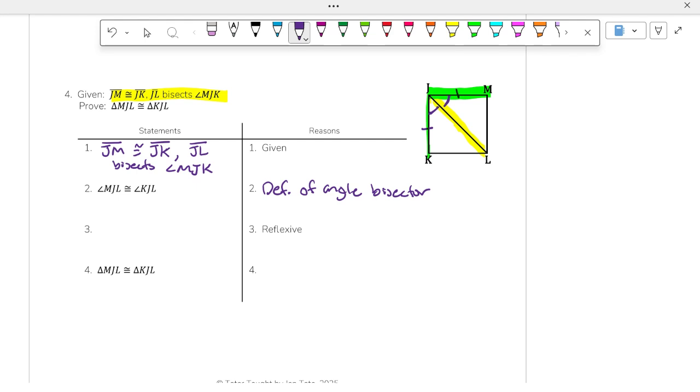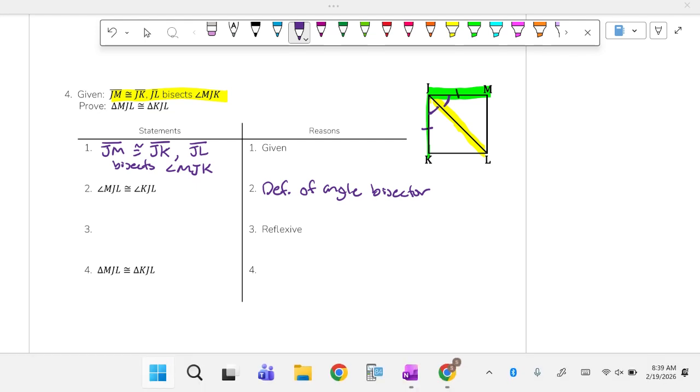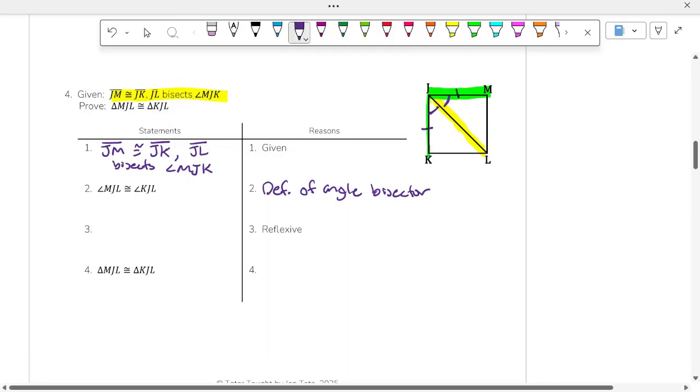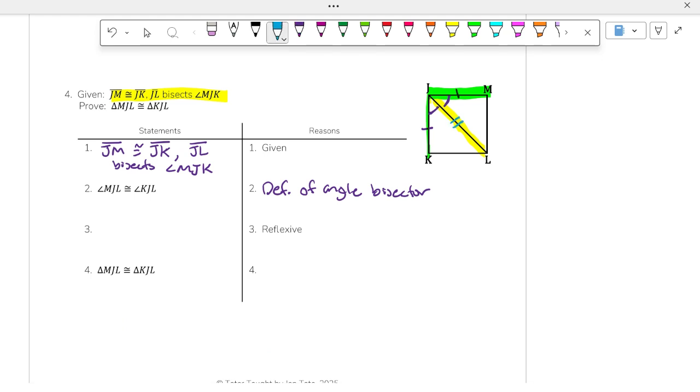Now, the next reason that they give us is reflexive. So, we know reflexive property means it's either going to be the same side or the same angle congruent to itself. So, what is the only piece of this puzzle that is true? Riley M. Right. JL is the only side that's congruent to itself. So we would say that JL is congruent to itself. So whenever you have a reflexive property, you're always just going to say that it's something congruent to itself.